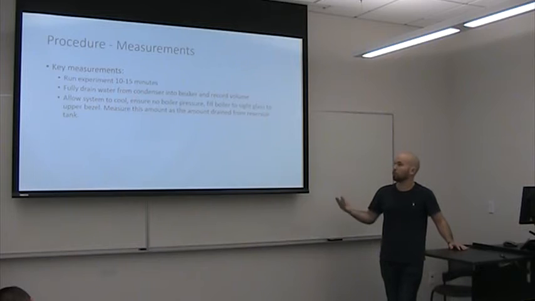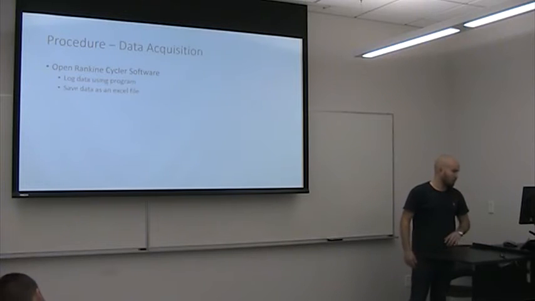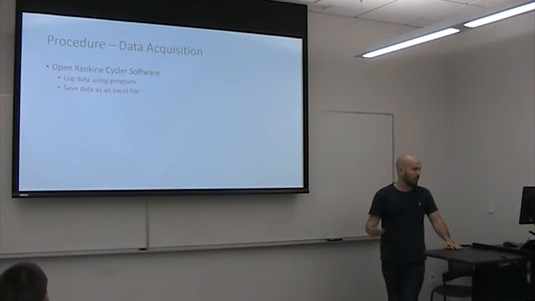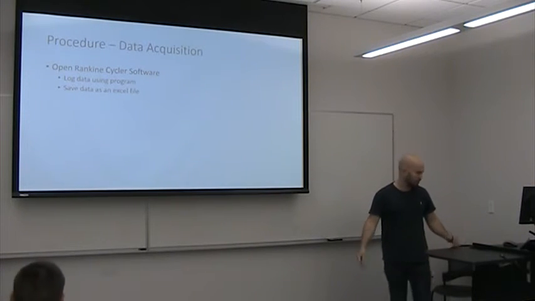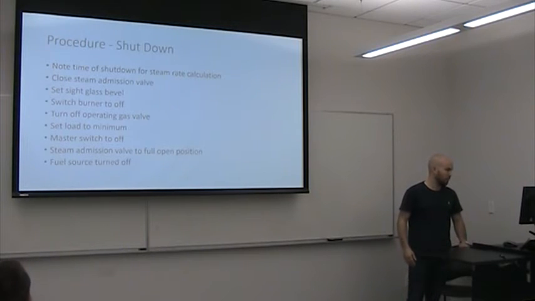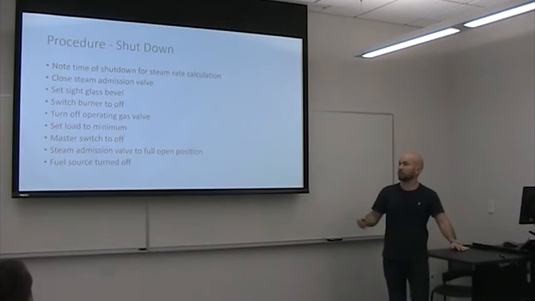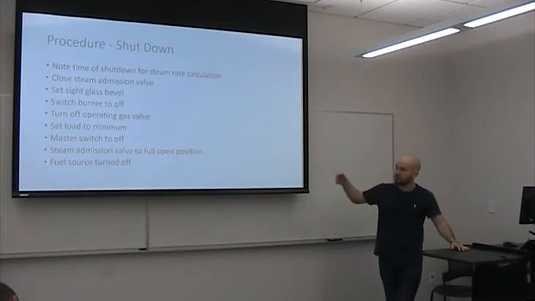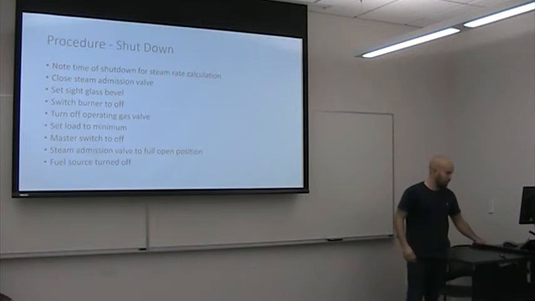And then we allow the system to cool, and then make sure that the pressures decrease, and then we can remove our amount of water from the reservoir. So next we log the data, and we save this data into an Excel file, and I'm going to explain a little bit more about that in just a moment. Furthermore, with the shutdown, we're going to make sure that we turn off all these switches and leave the steam emission valve in the full open position to make sure that we don't have any flow going through.